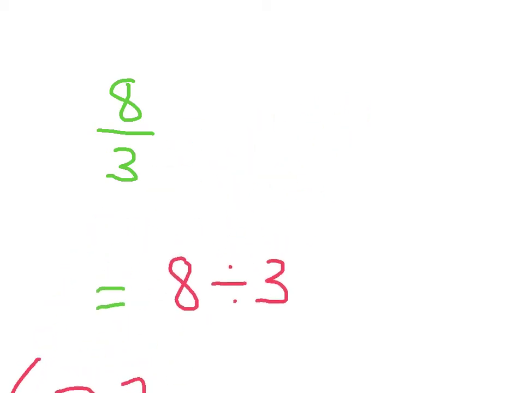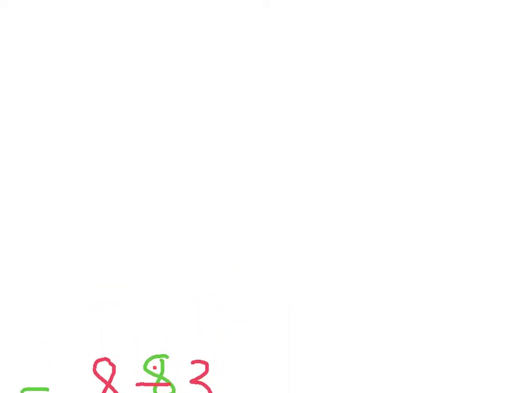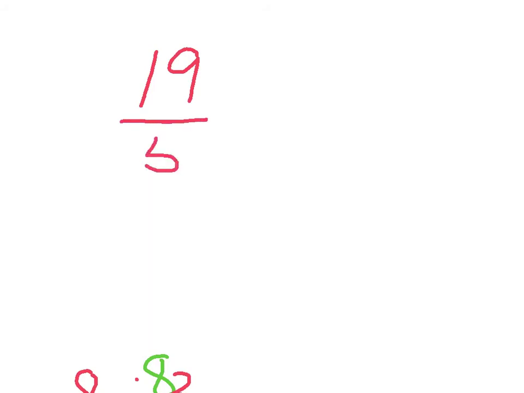Let's have a look at one more example together. Something maybe a little bit trickier this time. Let's look at 19 over 5. Is this an improper fraction? Yes, it is, because our numerator is bigger than our denominator. So we definitely know that it's an improper fraction.